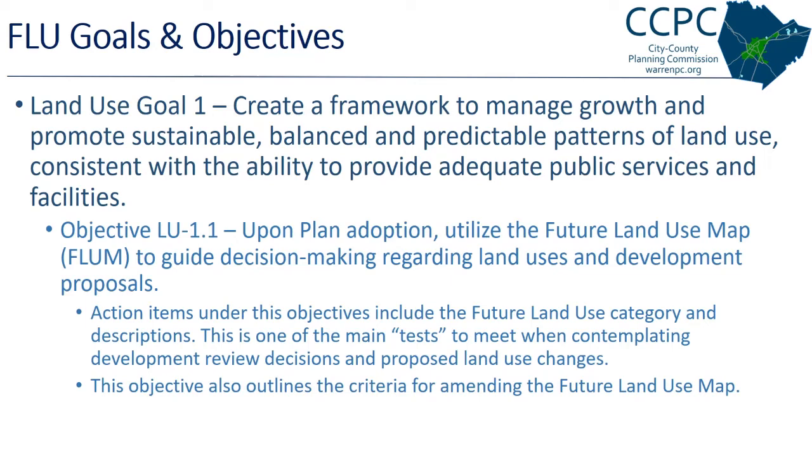So action items under this objective included the future land use categories and descriptions, and this is one of the main tests, or review analysis, that staff does when contemplating development review decisions and proposed land use decisions. Number 1, does it meet the future land use map and fit in within that category? And then this objective also outlines criteria for amending the future land use map. And we went over those 3 a little bit earlier.